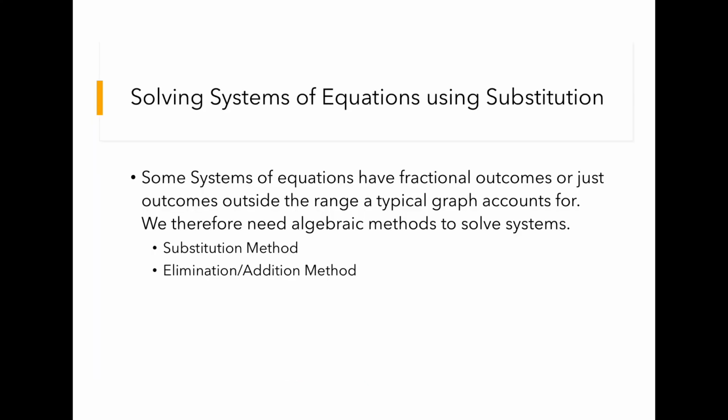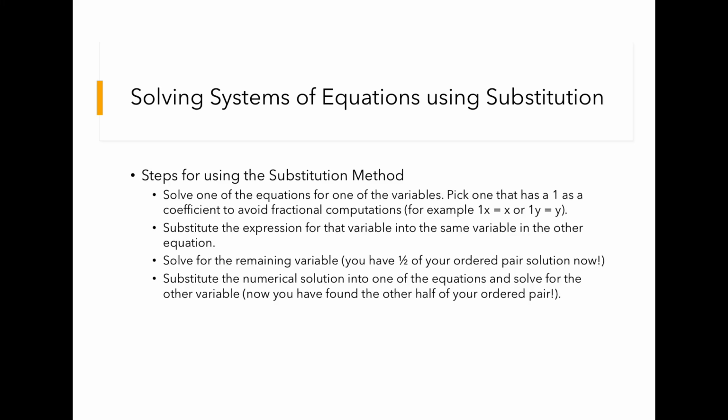Some systems have fractional outcomes, things that are just not going to be really uncovered very well using a typical graph. And so the two different methods we're going to look at are the substitution method in this video, and in the next video, the elimination method, sometimes also called the addition method. Using substitution is kind of the first approach. Both substitution and elimination have benefits. We're going to look at when one might be more appropriate to use than another.